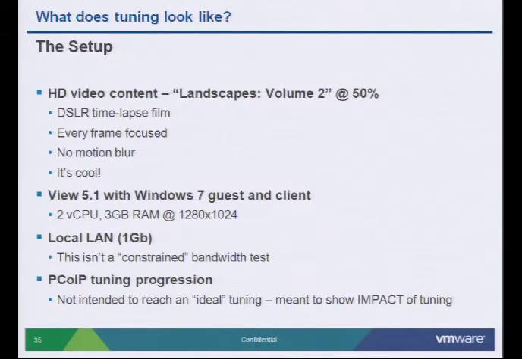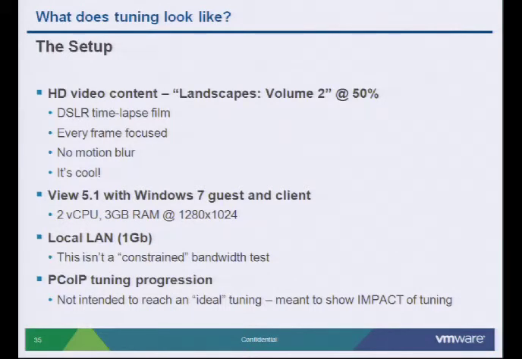How did I do this? HD video content. I wanted to pick content very carefully. This is actually a time-lapse film taken with a DSLR. Why is that important? Because every frame is perfectly focused. The point of this content is to show you the impact of compression and being more aggressive. If it's the fight scene from Transformers with shaky cam and motion blur, you're not going to know the difference. You compress the heck out of it, and it all looks the same. So no motion blur, and it needed to be something compelling.